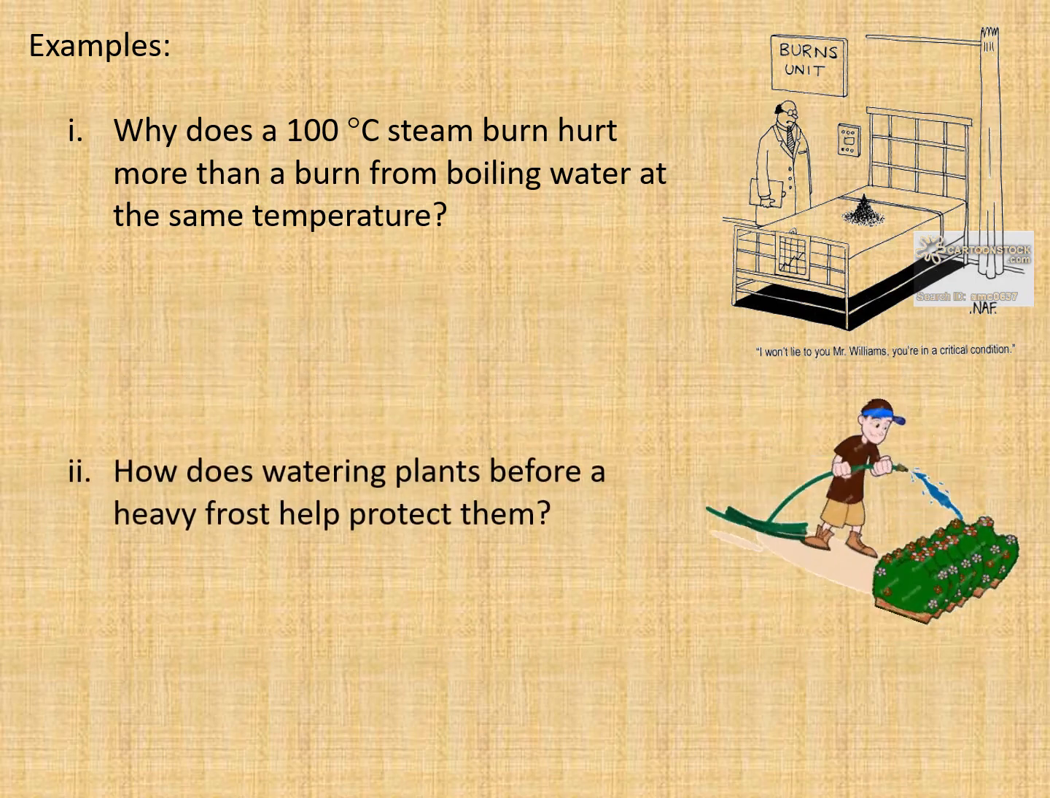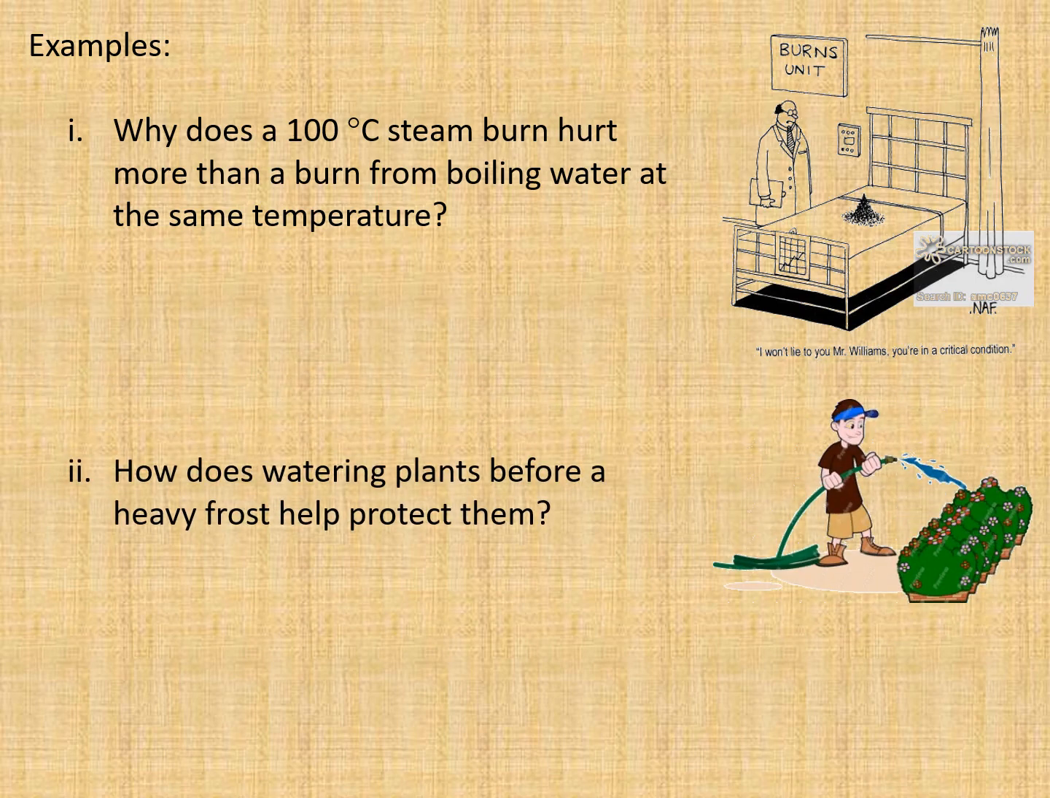In the second example, we're asked, how does watering plants before a heavy frost help to protect them? Well, as the outside temperature drops below the freezing point of water, the liquid water molecules on the outside of the plant and soil will lose potential energy as they enter the solid state. This energy, that is the latent heat of fusion, gets transferred to the plant and helps to prevent it from freezing and ultimately causing its cells to burst.